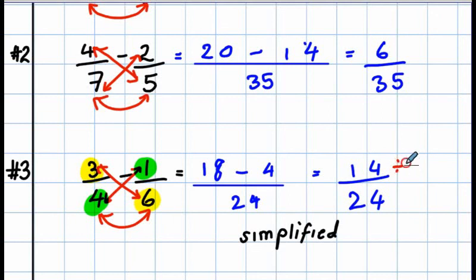There is. 2 will divide into both. So you get 14 divided by 2, 7. 24 divided by 2, which is 12. Okay. Go through that once more where you have to double check.